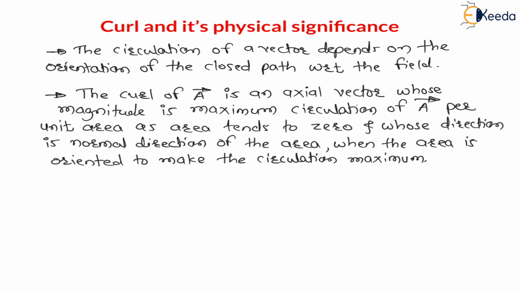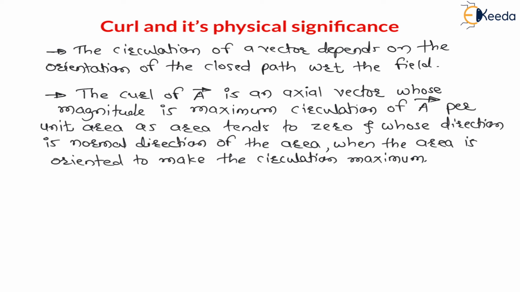Now here we can say the circulation of vector depends on the orientation of closed path with respect to field. Just now we have seen in the first field, as the plane or surface is perpendicular to the path of vector field, then the circulation we got is 0. But in the second case we got maximum, as the PQ and RS we kept parallel to the field, right? Means as the orientation of path or the surface changes, then the value of circulation also changes. That's the same statement I have written here.